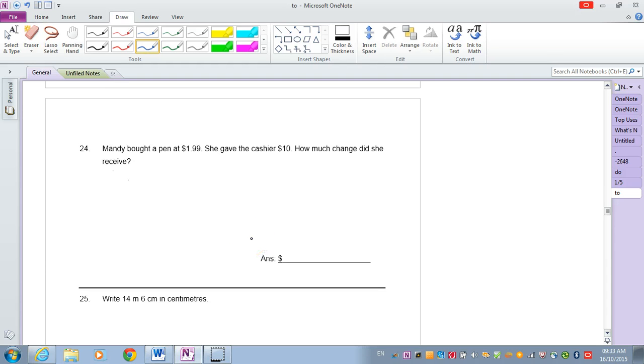Okay, question number 24. Mandy bought a pen at $1.99. She gave the cashier $10. How much change did she receive? So what do we have to do? We have to use $10 to subtract by $1.99. Please remember to align your decimal point. So 99 cents. So what do we have here?